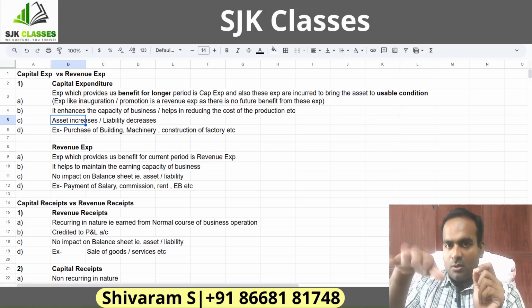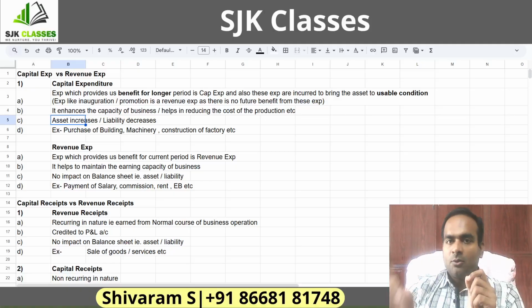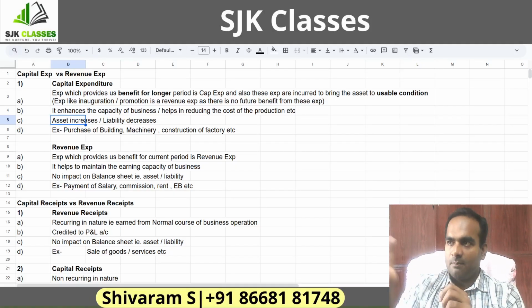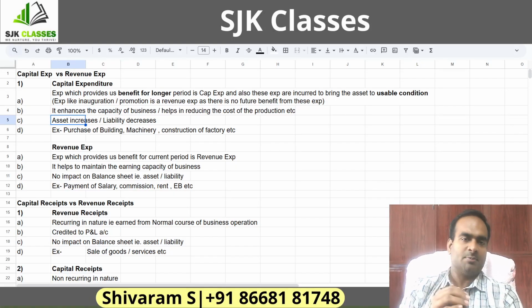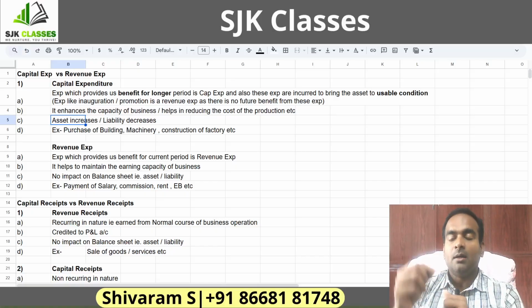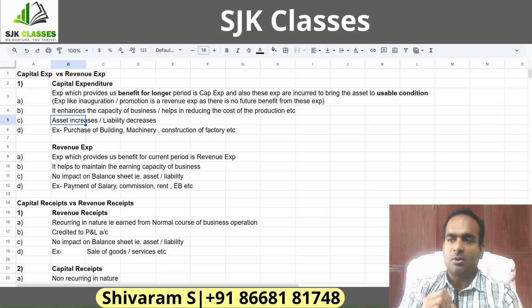asset or it will decrease the liability. It could be either of these two ways. For example, purchasing of a machinery is a capital expenditure. At the same time, repayment of a bank loan. When you pay off your bank loan, it's again called a capital expenditure because the money is moving out. When you purchase a machinery, money is moving out.